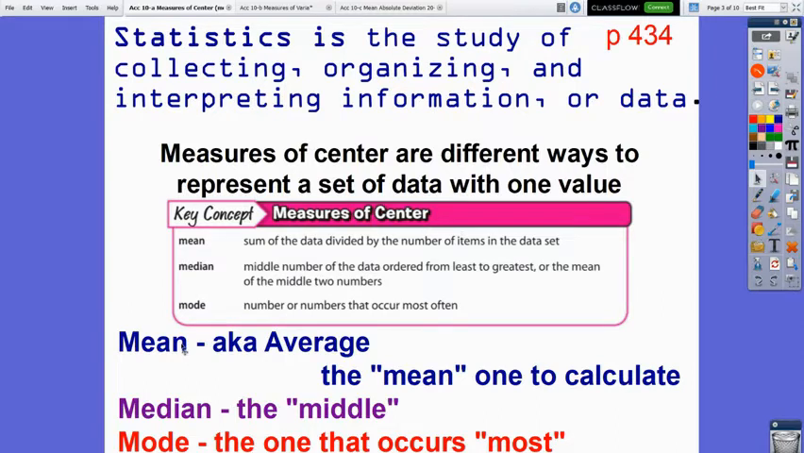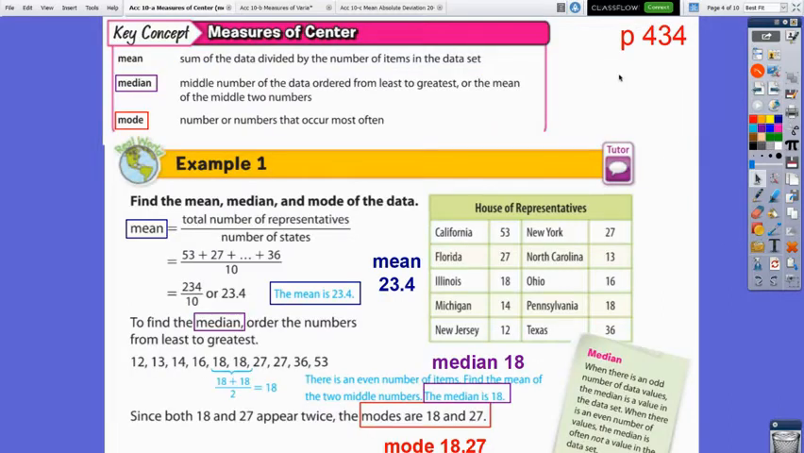Of course, the math word for average is mean, okay? And you've learned that these go together: mean, median, and mode. Mean, another word for average. To calculate the mean, you add up all of the numbers in the data set and divide by how many numbers there are. The median is the middle, and the mode is the one that occurs the most. So again, this is a quick review of these 3 measures of center.